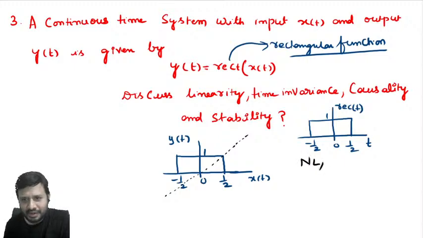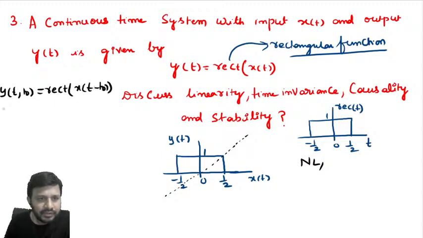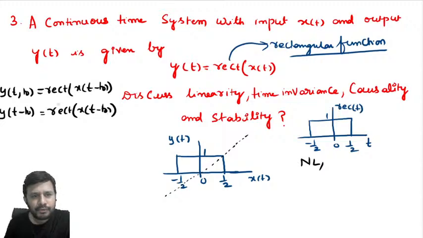Okay. Time invariance. If you observe rect of x of t, calculate input delay and output delay. Input delay: rect of x of t minus t naught. Output delay: wherever you have t, replace it with t minus t naught. So both are the same now, so it is time invariant.